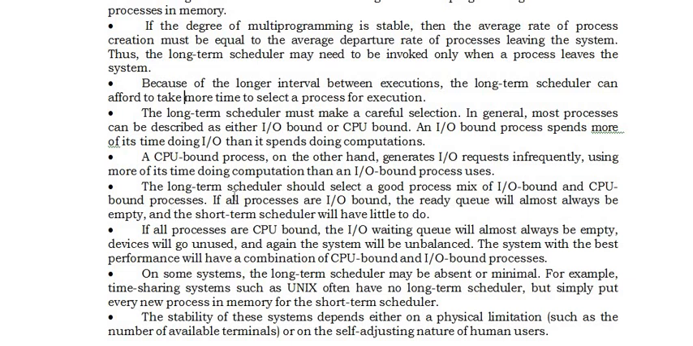So what does the long-term scheduler have to do? It has to select a process mix of IO bound and CPU bound. If all processes are IO bound, the ready queue will almost always be empty, and the short term scheduler will have little to do. So if we select all processes as IO bound, our ready queue will be empty, and the short term scheduler won't have any work to do. So always we must select a mix of IO bound and CPU bound processes.